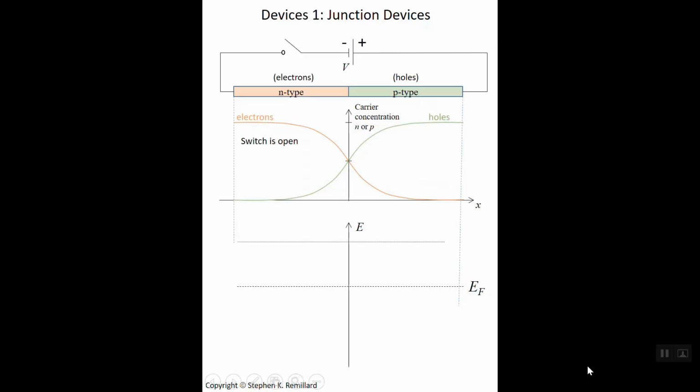We can look at the energy of the situation. We'll put that in the bottom graph. As you go across the junction from the left side to the right side, the potential energy experienced by electrons and holes is going to change. The electrons have their preferred location where the potential energy is lower, and the holes have their preferred location where their potential energy is lower. In semiconductor physics, we always plot the electron energy, not the hole energy. So the electron energy, as you go across this junction, looks like this. It's lower in the n-type region, and it's higher in the p-type region.